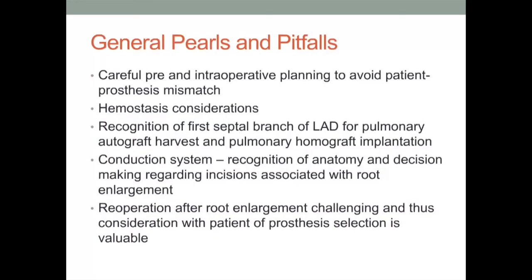As with any challenging surgical approach or technique, a mindful strategy regarding pearls and pitfalls should be recognized. Careful preoperative and intraoperative planning is essential to delineate options regarding enlargement techniques, as well as to avoid patient prosthesis mismatch. This is defined as a valve with an area that is insufficient relative to the patient's body surface area. It is calculated as the effective valve orifice area divided by the body surface area. A value of less than 0.85 is thought to be indicative of patient prosthesis mismatch, and is also thought to be associated with LV dysfunction in both the early and late postoperative periods.